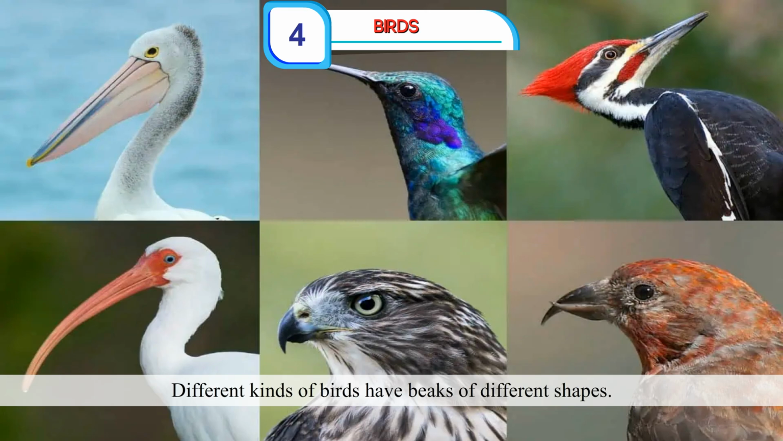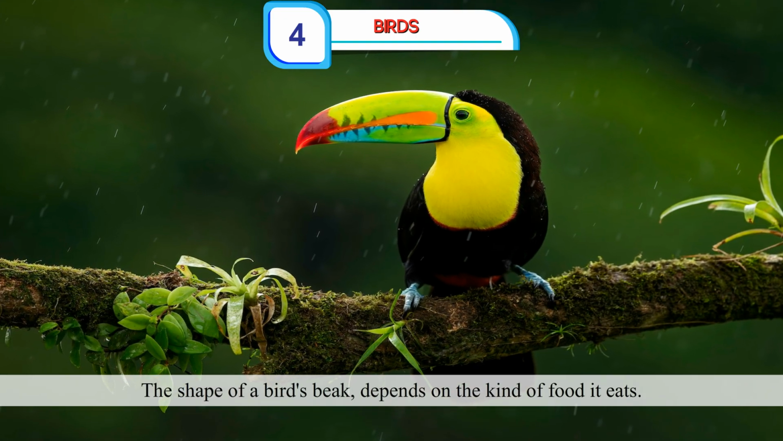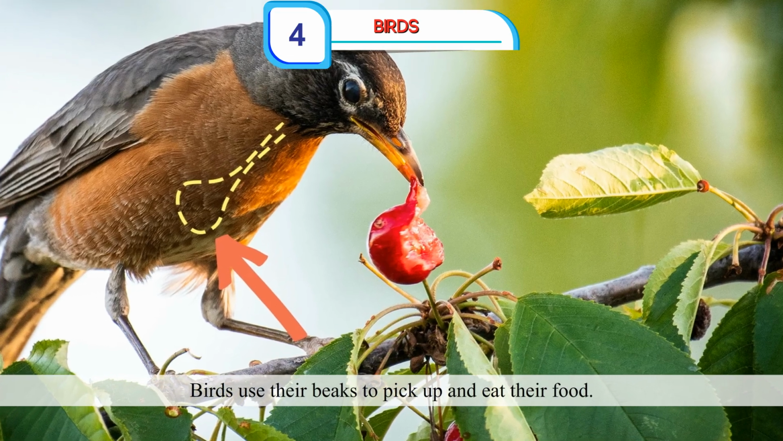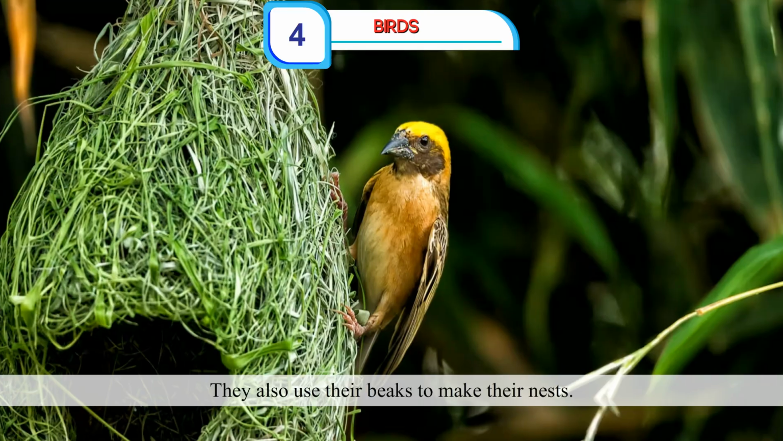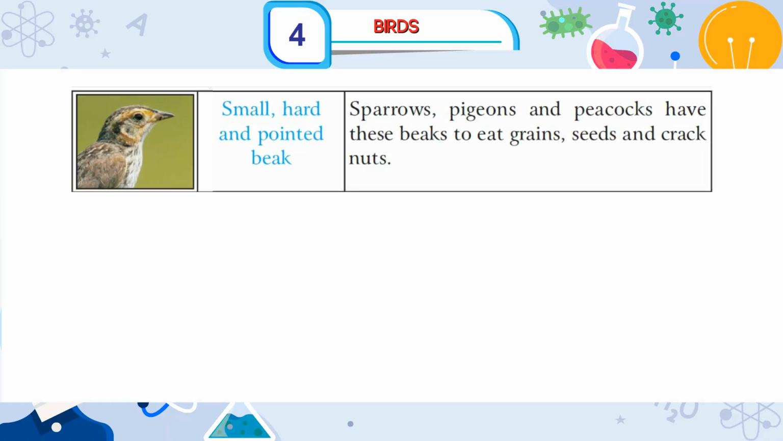Different kinds of birds have beaks of different shapes. The shape of a bird's beak depends on the kind of food it eats. Birds use their beaks to pick up and eat their food. They also use their beaks to make their nests. Small, hard and pointed beak. Sparrows, pigeons and peacocks have these beaks to eat grains, seeds and crack nuts.